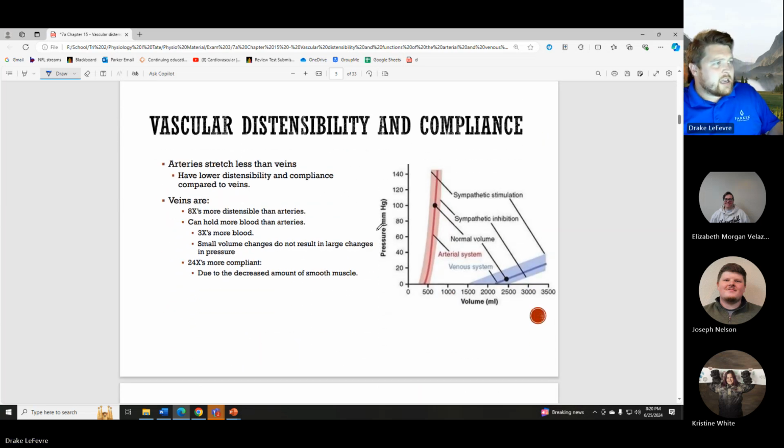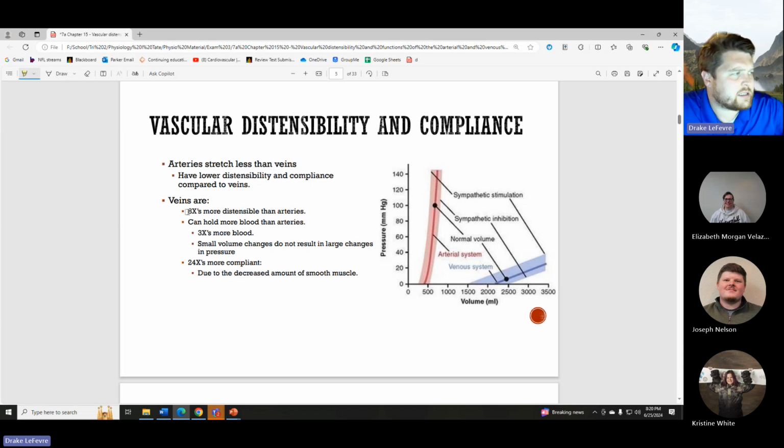The vascular distensibility compliance, continuing. So arteries stretch less than veins. A lot of this is repeat, because the arteries have lower distensibility and compliance compared to the veins. Veins are 8 times more distensible, can hold more blood than arteries. They have 3 times the amount of blood. Small volume changes do not result in large changes in pressure. 24 times more compliant. This is another one that you're going to want to remember.